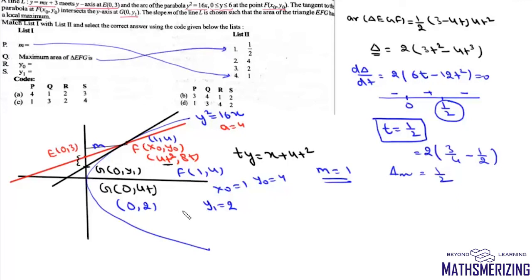What's y0? y0 is 4. And what's y1? y1 is 2. So it should be 4, 1, 2, 3. And that's your option number A.